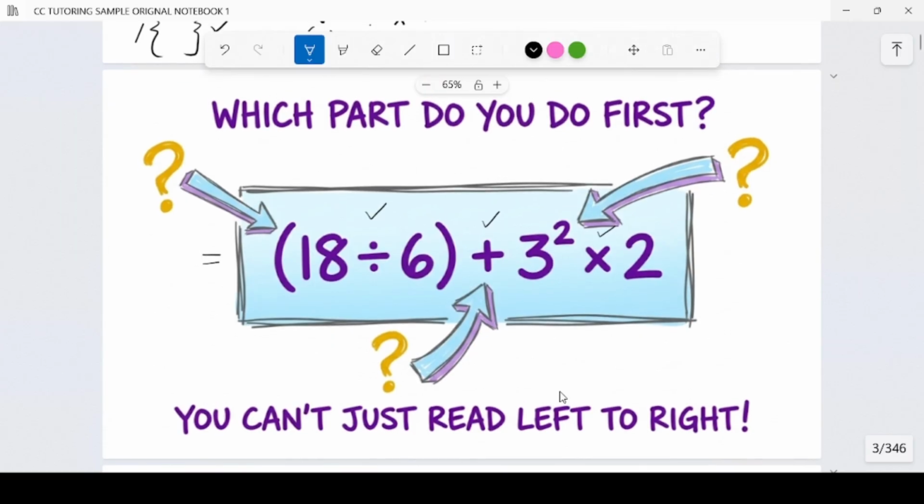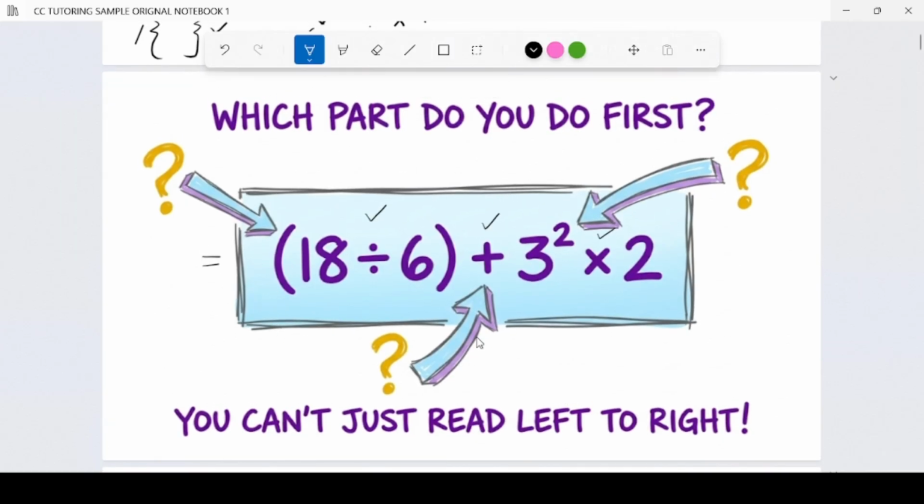I stands for index. So in this question, we have to decide which part of the equation we have to solve first. It's not like we just have to solve it from left to right, because the answer will be different in every case. To solve all these problems, we should know about the board mass. In this situation, you can't just go from left to right, because there are lots of operations. There are divide operation, plus operation, there are brackets, there are orders, and there is a multiplication as well.